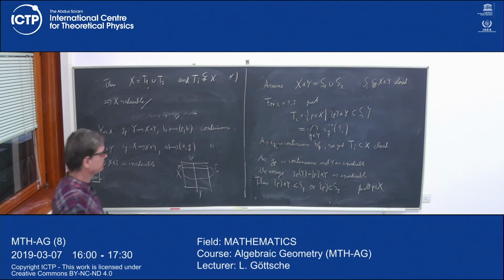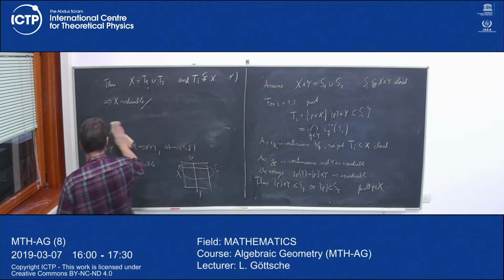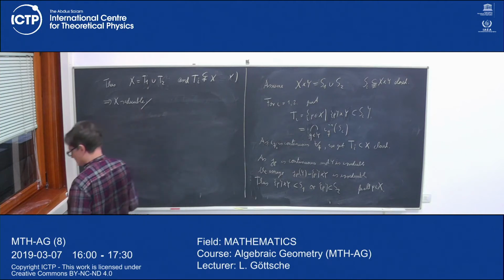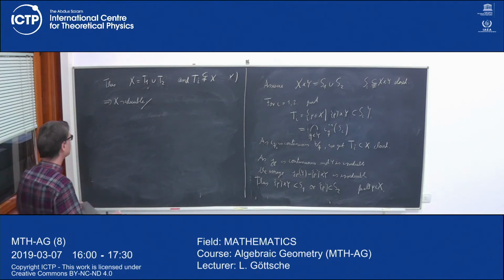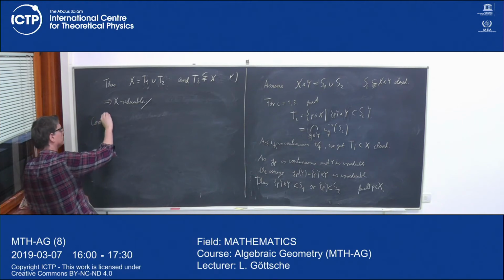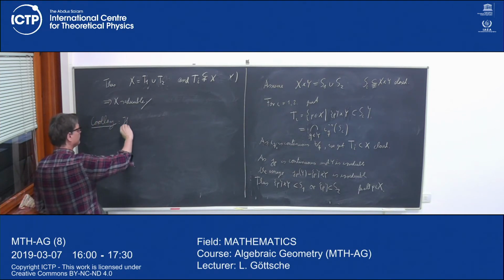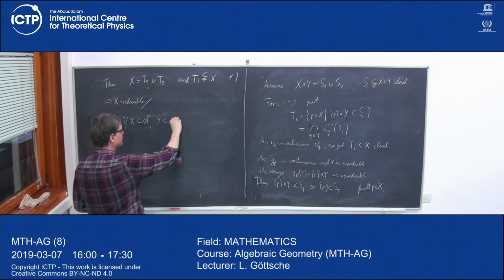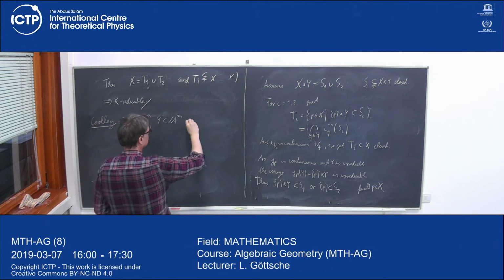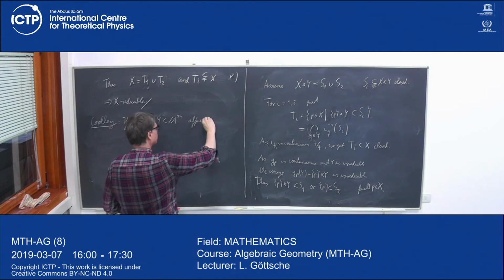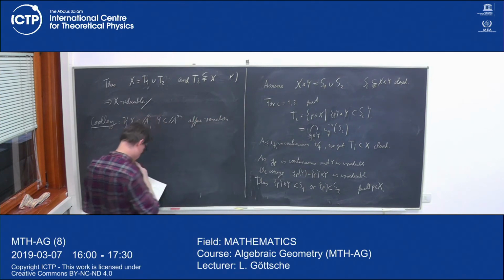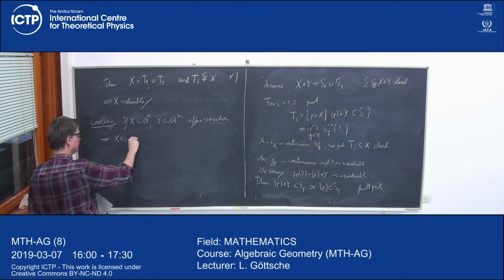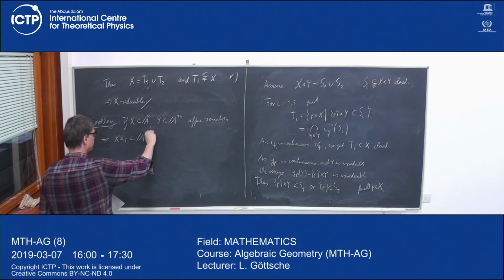And so now we want to apply this to our situation for affine varieties. So corollary: if X in A^n and Y in A^m are affine varieties, then X times Y in A^(n+m) is also an affine variety.